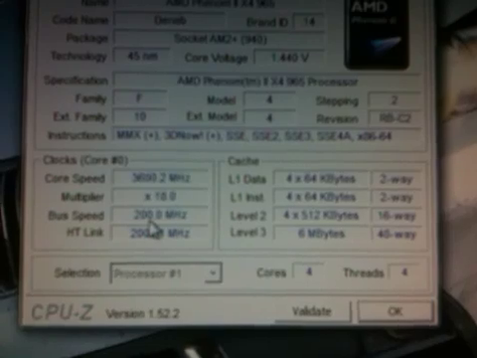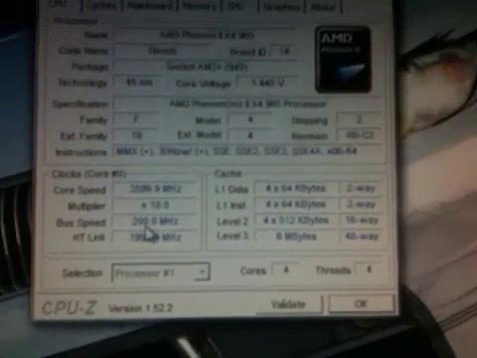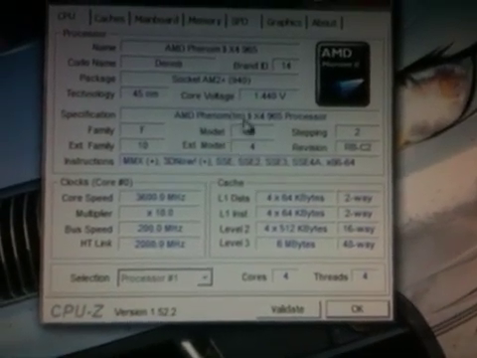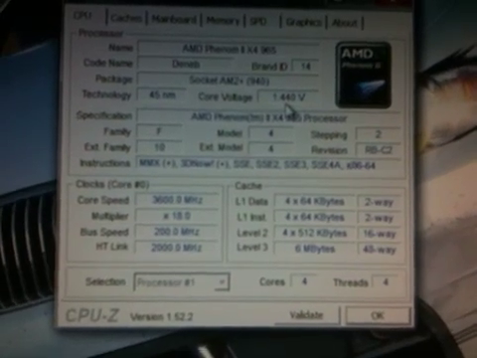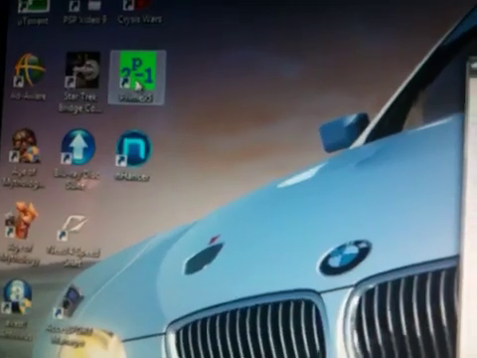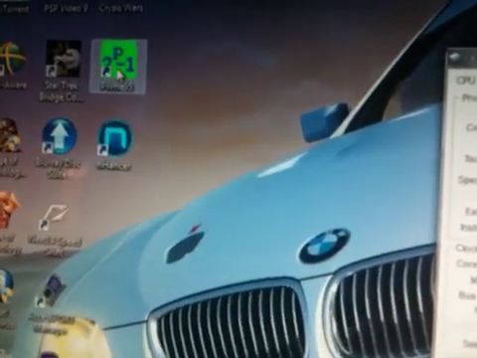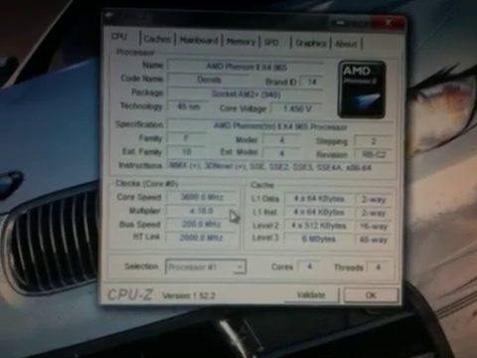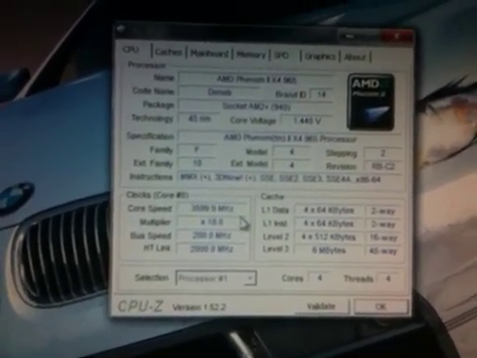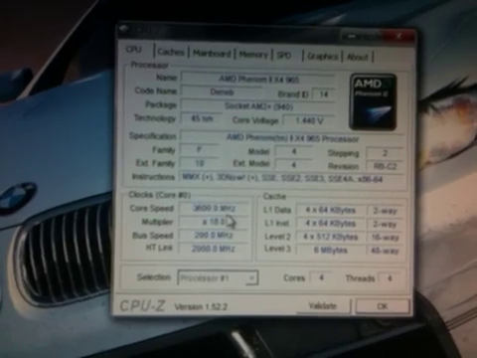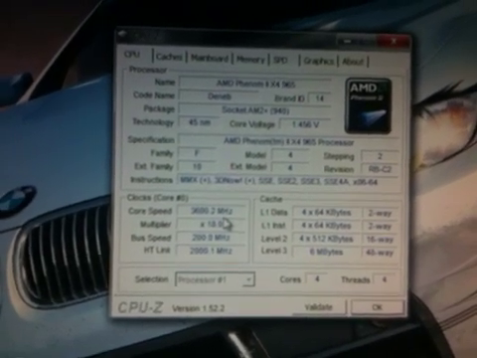I did not touch the front side bus, so it's at stock 200. Core voltage is at 1.44, and I ran Prime95. I had no issues, so this is what's stable right now, 3.6. It's 200 megahertz over the stock 3.4 gigahertz.